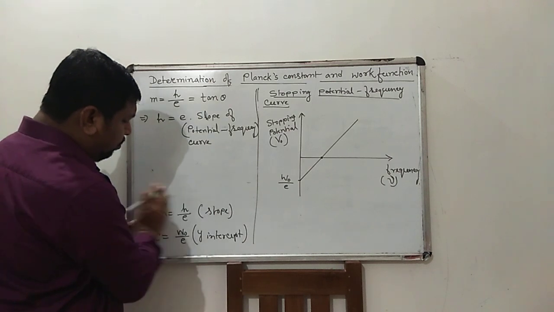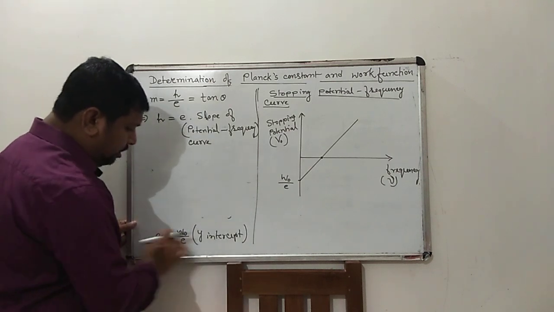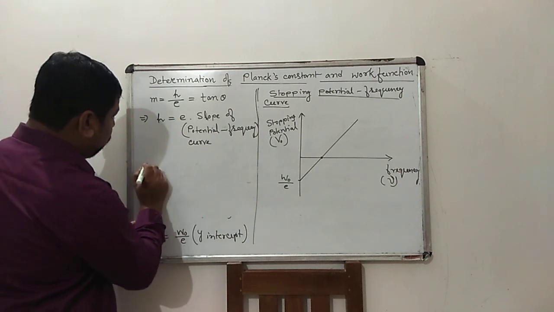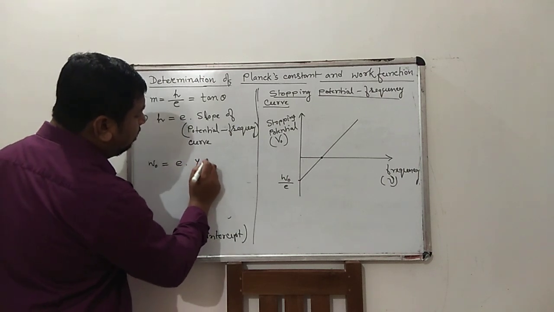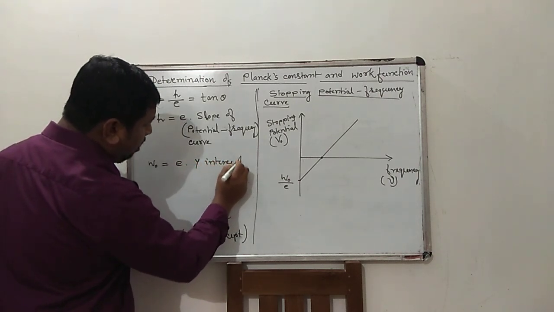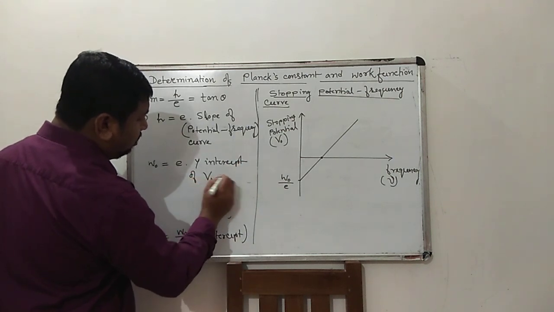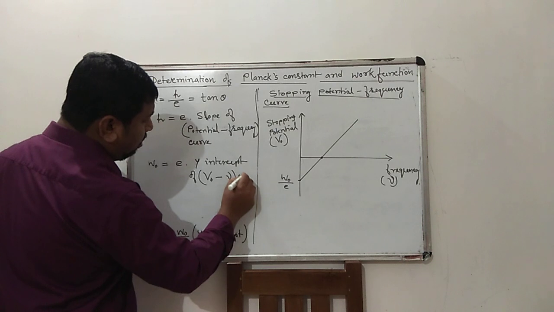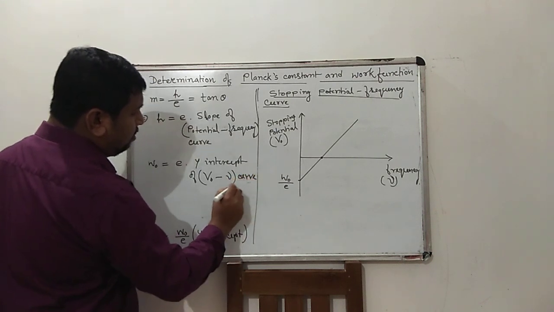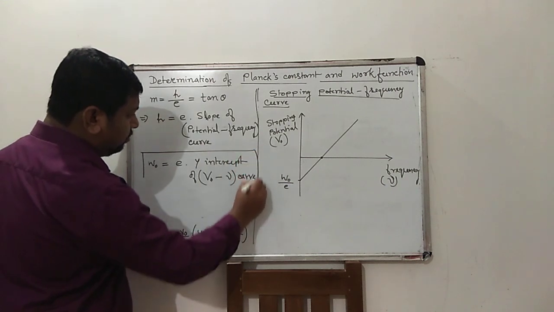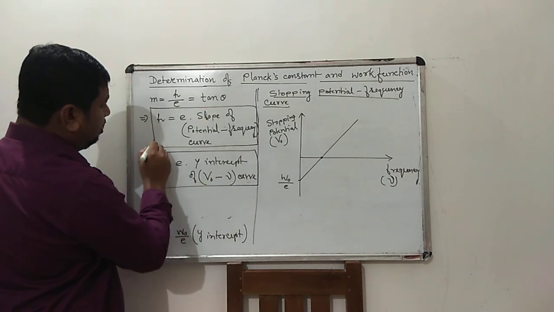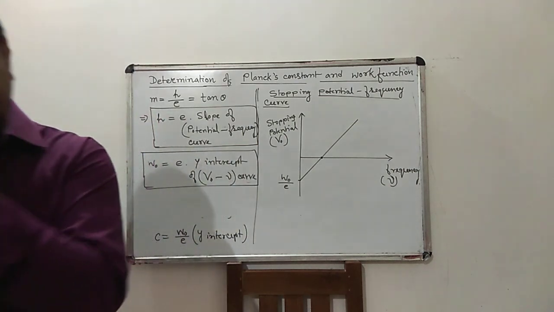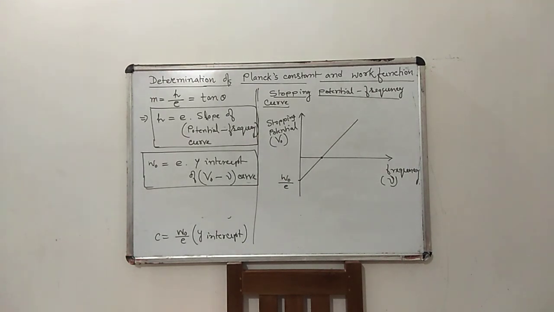Next, how do you get c, that is, the work function? This work function W naught equals e into the y-intercept of the V naught and frequency curve. So this is how you determine Planck's constant and work function from the potential frequency curve.